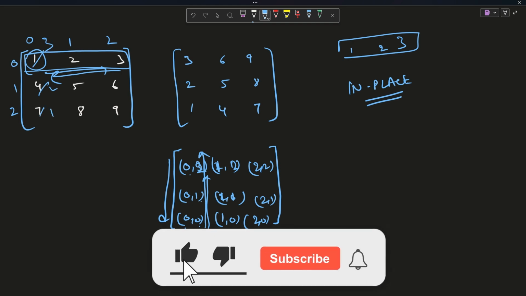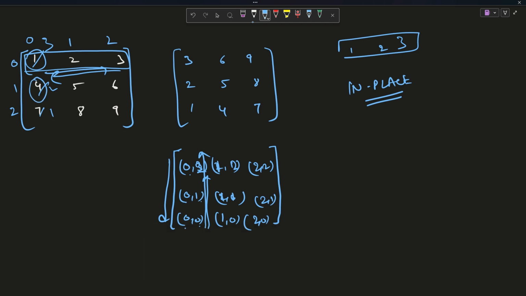The problem is that I will lose the contact of 4. I will not have 4 with me. At the time of inserting 4 at this position, that is replacing it, I will lose the 4 that was stored here. Because after changing 3 to 1, this 4 is lost, right?